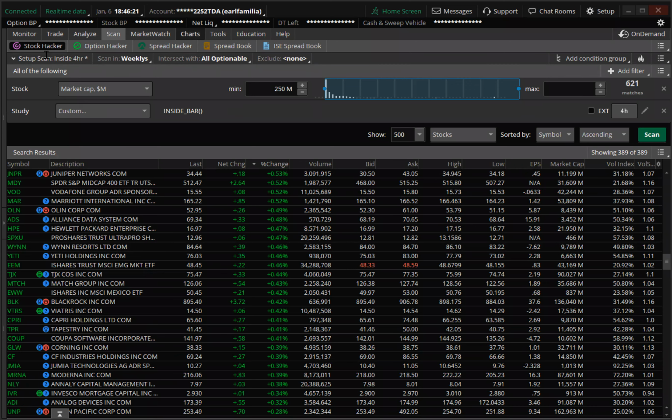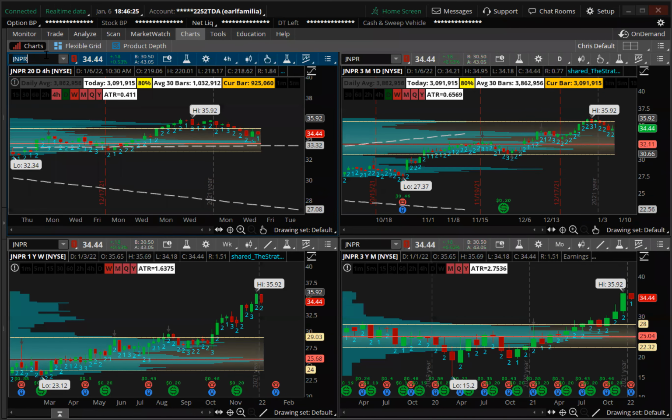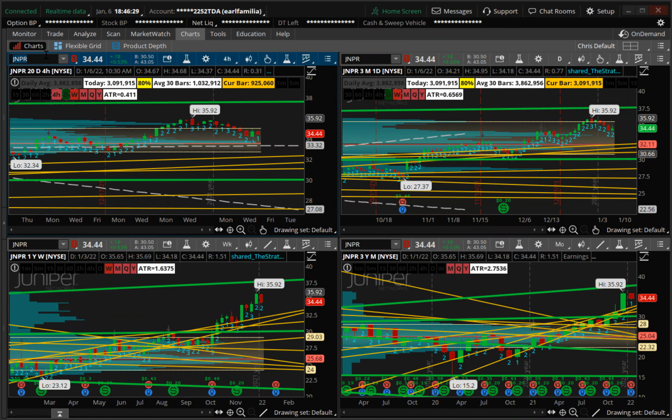Juniper. JNPR. A lot of broadening formations. I play Juniper a lot. So Juniper, now I think it'd probably be good to leave that one alone unless you want to take a short play. Looks like we did get a trigger to the downside on the week. That was today. Was that today? Yep, that was today. So today it triggered to the downside. It did bounce back a little bit, but I'm gonna leave Juniper alone right now.